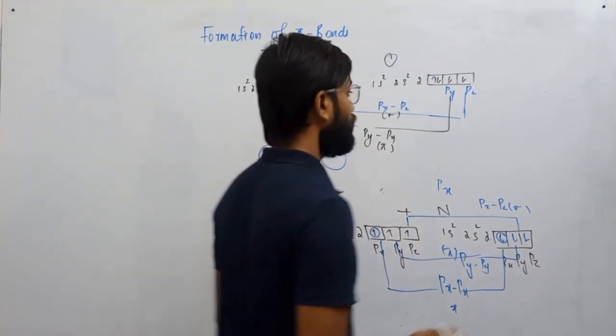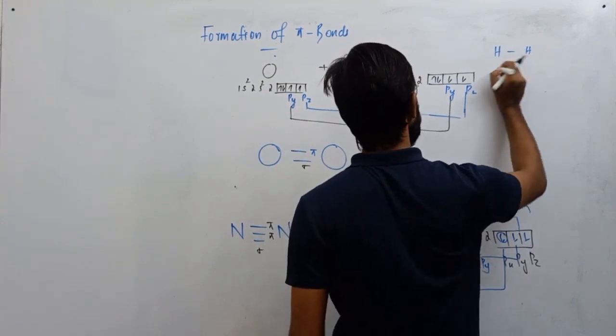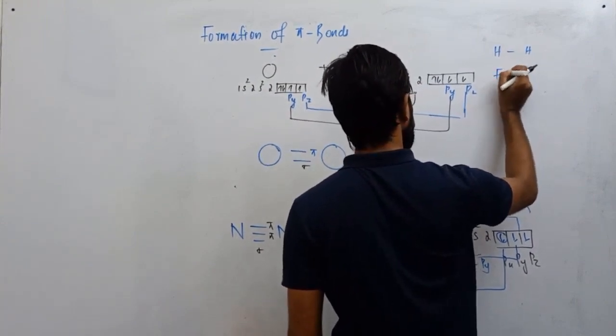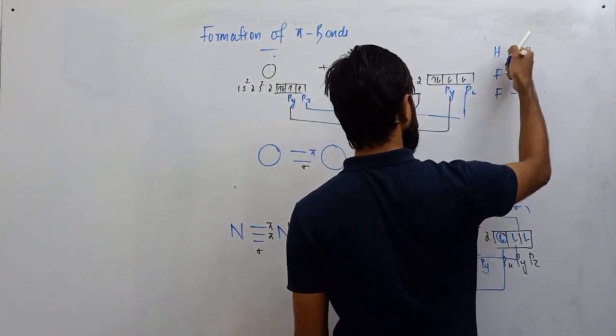So it is clear that if you consider the examples we discussed in the last part, HH, HF, FF, all these bonds are sigma bonds, right?